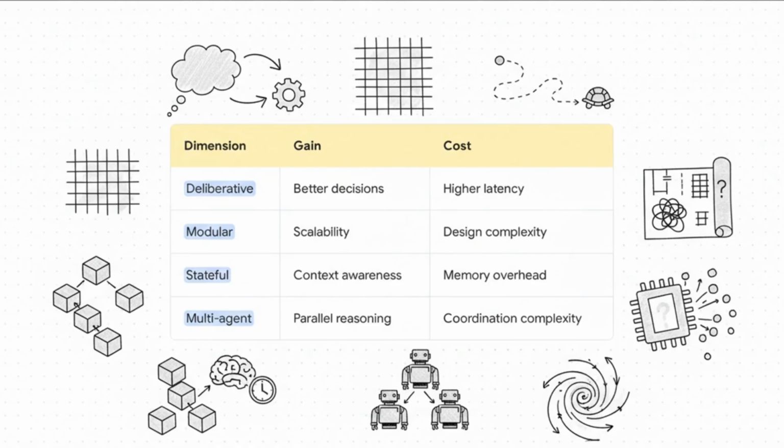Every single choice has a gain and a cost. You want the smarter decisions that come from a deliberative agent? Okay, but you're going to pay for it with more waiting time. You want that awesome scalability of a modular design? Cool, but get ready for more complexity up front. Let me give you an example. If you were building an AI to help diagnose medical conditions, you would absolutely trade a few extra seconds of latency for a more accurate deliberative decision, right? That's the balancing act. That's the job of the AI architect.